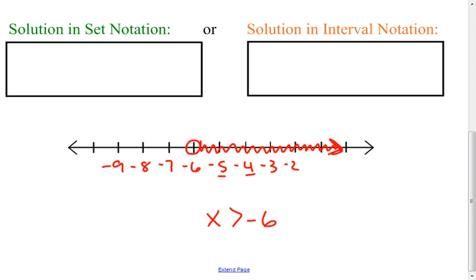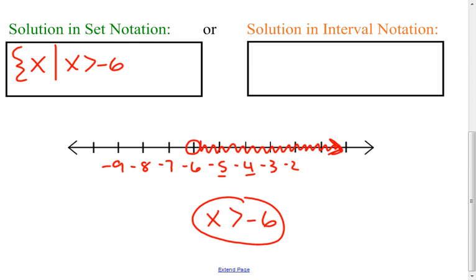Then, this is probably new to you, but we are going to put this solution in both set notation and interval notation. In set notation, this is what you do. You make one of these funky little brackets, and you always start off with x and that line. This is how you read that: the set of all x such that, and now all you have to do is copy this for me. x is greater than negative 6, and then close your bracket. That's all you have to do.